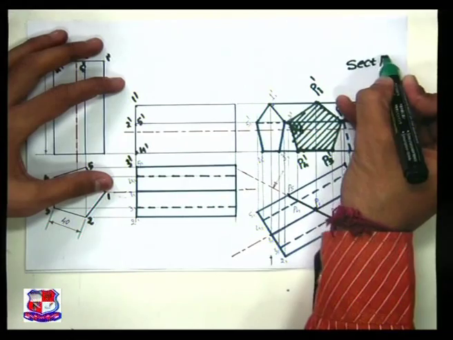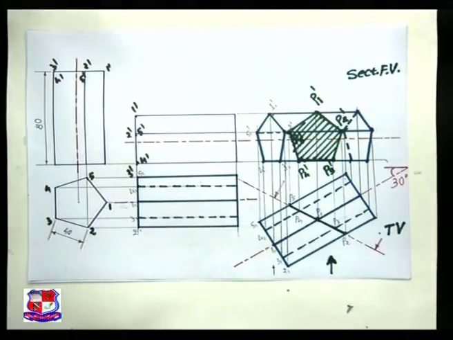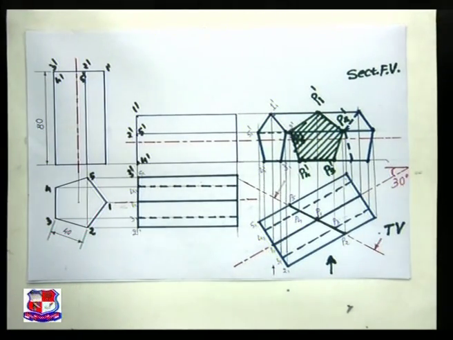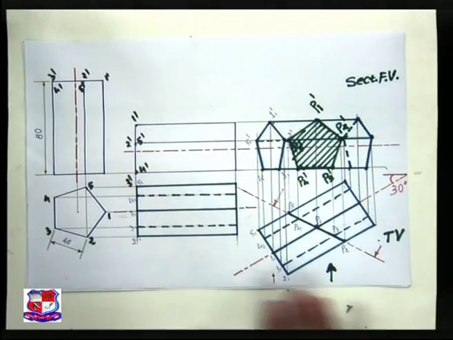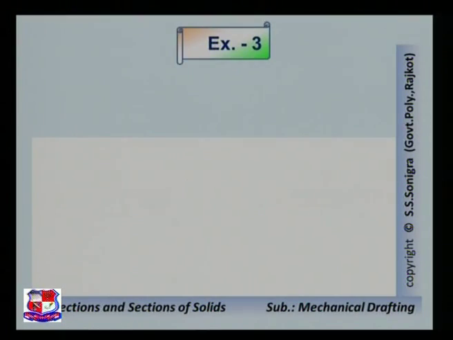sectional front view. Here sectional top view would not be there because the cutting plane makes an angle of 30 degree with vertical plane, not horizontal plane. So that is the solution of the second problem. Now example number 3.